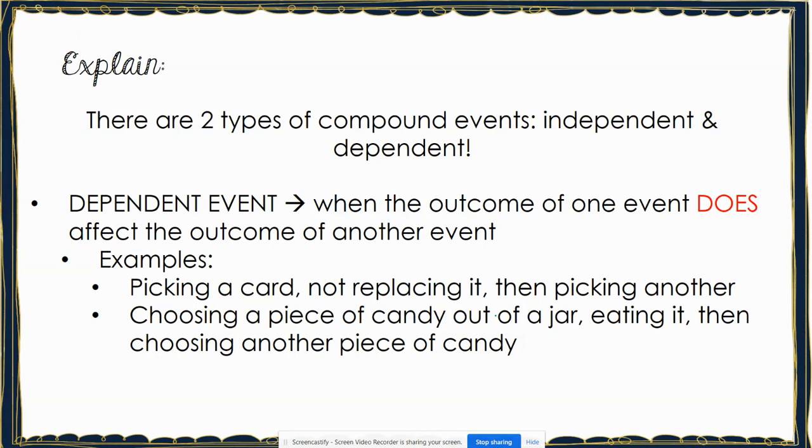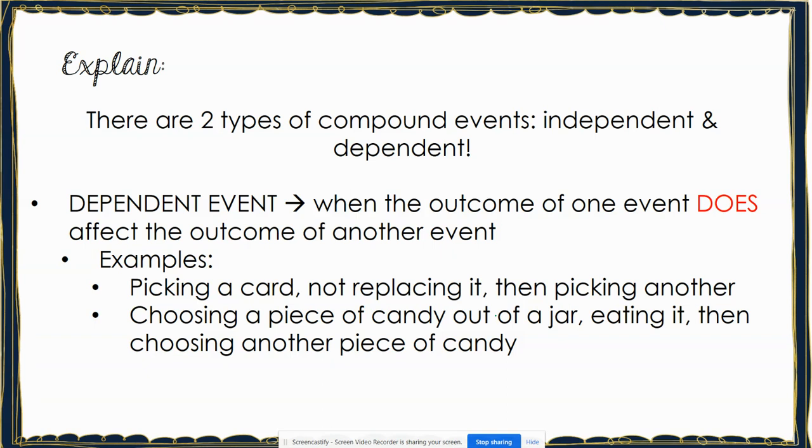Now let's look at dependent events. A dependent event is when the outcome of one event does affect the outcome of the other. So my first example here is picking a card, not replacing it, and then picking another. In this problem, I would start with 52 cards, but if I took a card out and I did not put it back in the deck, and then I chose another, then now that card is missing from my deck. So there is one outcome that is not there, and there is one fewer card total in the sample space.